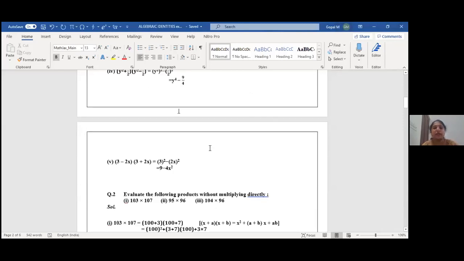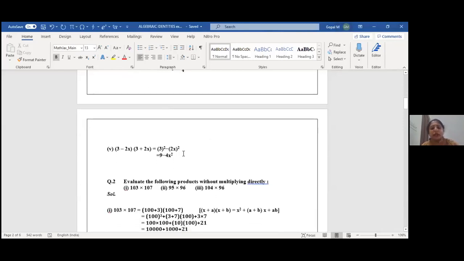Solve by using identities. The last question is also based on (a plus b) into (a minus b). (3 minus 2x)(3 plus 2x). A square minus b square, ma'am? Yes, a square minus b square. It is 3 square, 9 minus (2x) square, that is 9 minus 4x square. Yes, 9 minus 4x square.